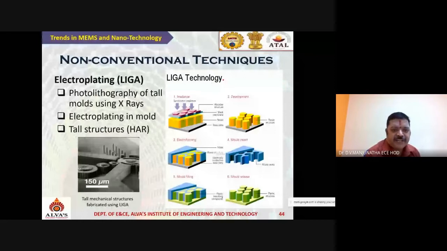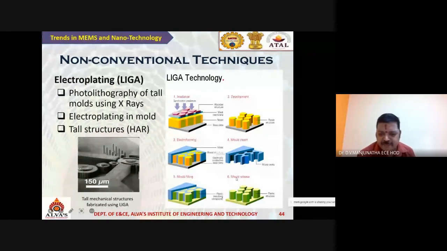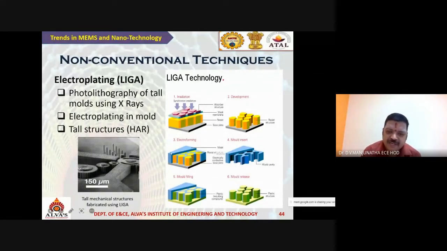Electroplating is a method called LIGA. LIGA technology is used in conventional techniques. Photolithography of molds using X-rays, electroplating in the mold. For tall structures, we use these techniques. This is one of the LIGA techniques: irradiation, development, the third step is electroforming, the fourth step is mold insert, the fifth step is mold filling, and then mold release. These are the different steps used in LIGA technology.